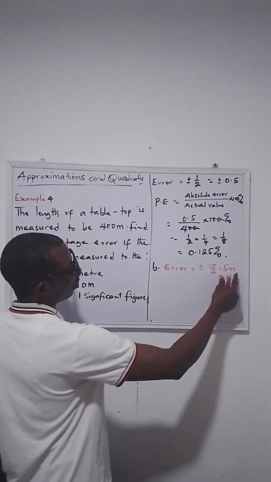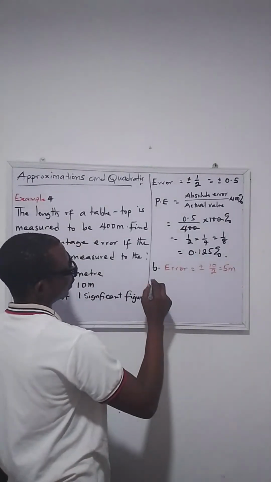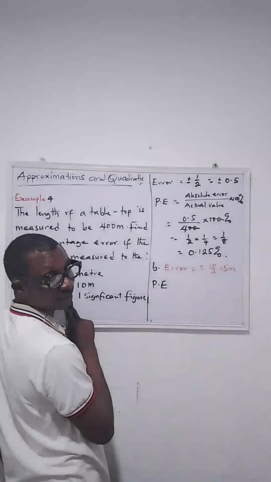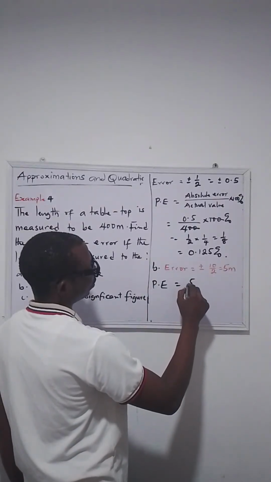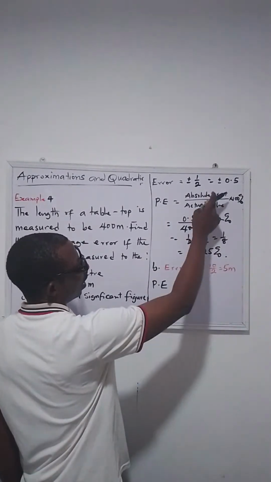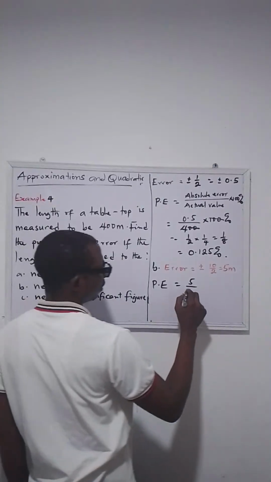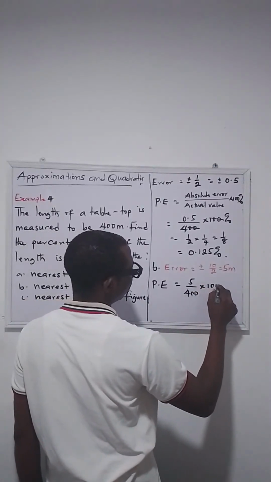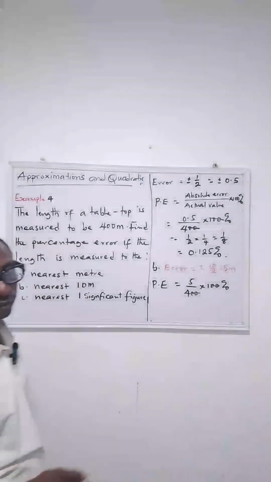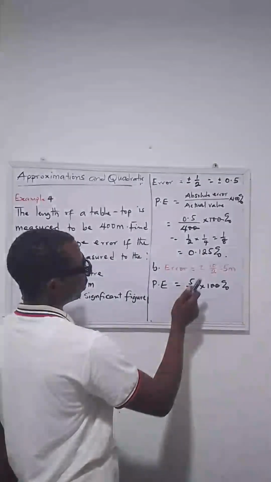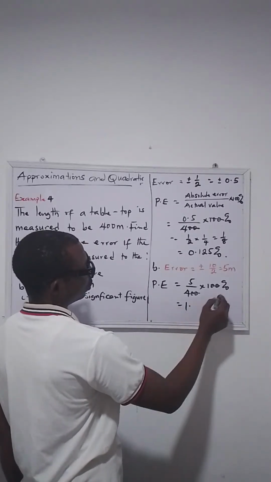So let us now plug this into this formula. The percentage error to the nearest 10 meters now is going to be what? 5. The absolute error over actual value, which is 400, times 100%. Now this, we cancel this. So we have 5/4. So 4 goes in 5, that is 1. It remains 1. So put 0 there.